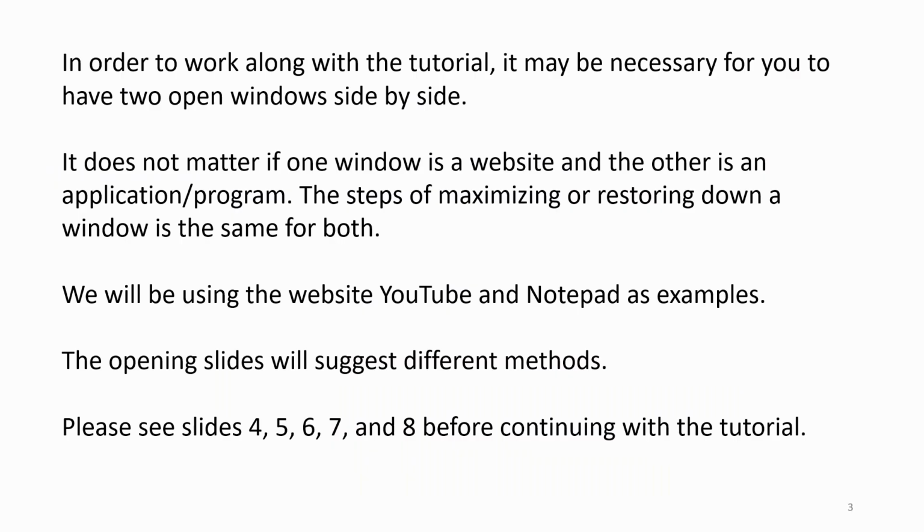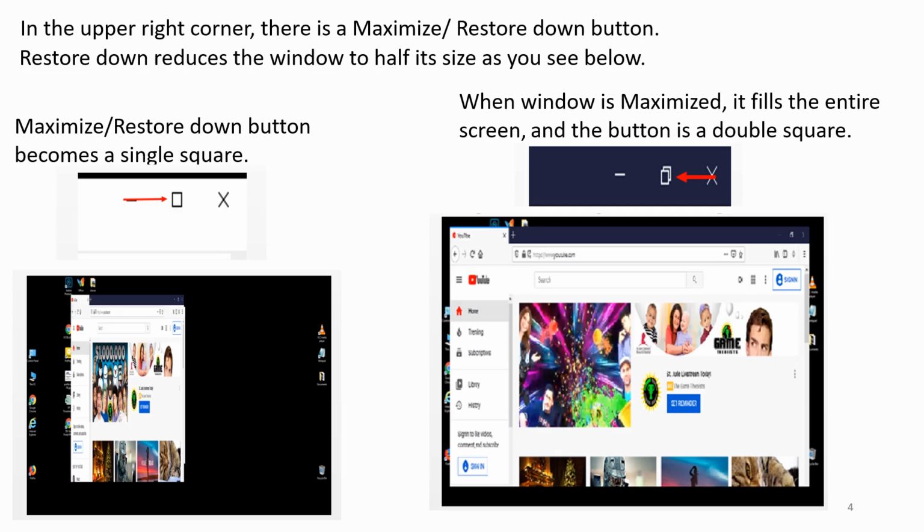In order to work along with this tutorial, it may be necessary for you to have two open windows side by side. It does not matter if one window is a website and the other is an application or program. The steps of maximizing or restoring down a window are the same for both. We will be using the website YouTube and Notepad as examples. The opening slides will suggest different methods. Please see slides 4, 5, 6, 7, and 8 before continuing with the tutorial.